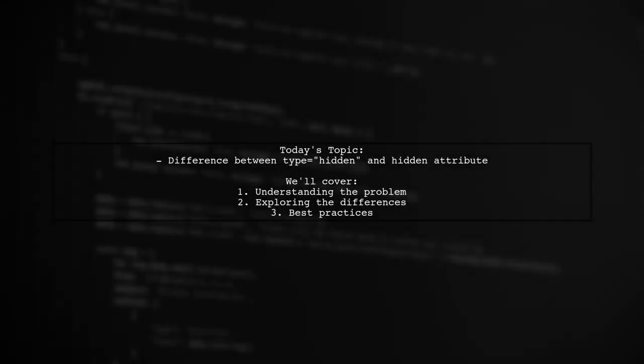Today, we're tackling a question that many web developers encounter. What's the difference between using type equals hidden and the hidden attribute in HTML forms? Our viewer has noticed two patterns in their web app, and they're curious about how these two approaches differ in functionality and best practices.